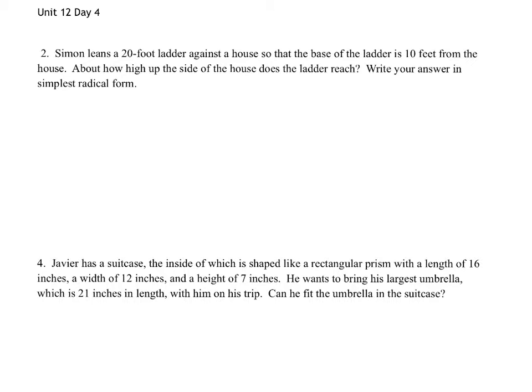For practice problem number 2, it says, Simon leans a 20-foot ladder against a house so that the base of the ladder is 10 feet from the house. About how high up the side of the house does the ladder reach? Write your answer in simplest radical form.